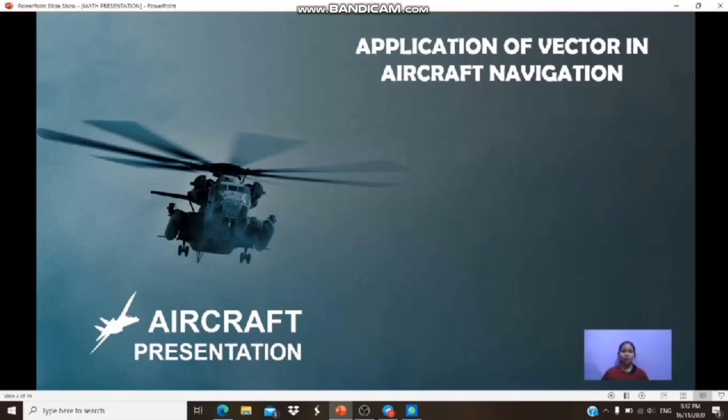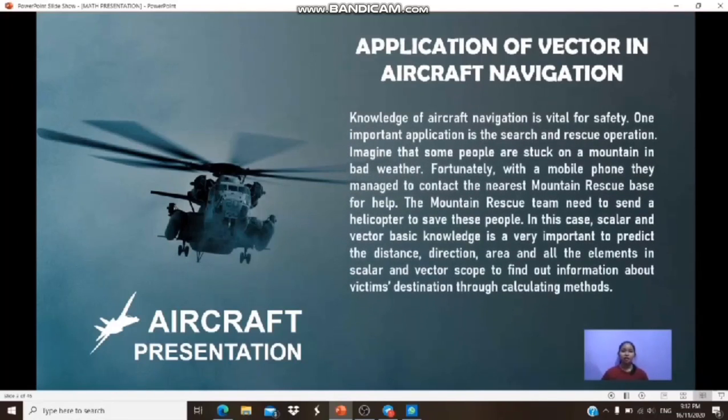This slide is about the application of vectors in aircraft navigation. Knowledge of aircraft navigation is vital for safety. One important application is the search and rescue operation. Imagine that some people are stuck on a mountain in bad weather. Fortunately, with a mobile phone, they manage to contact the nearest mountain rescue base for help. The mountain rescue team needs to send a helicopter to save these people.